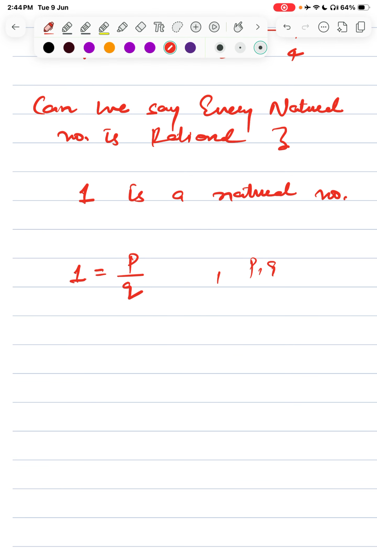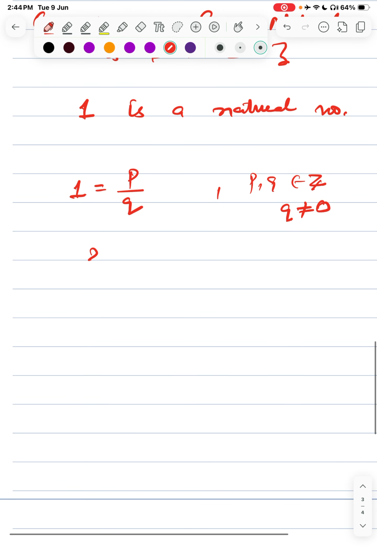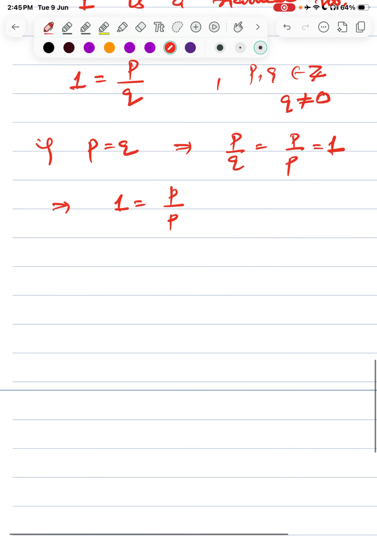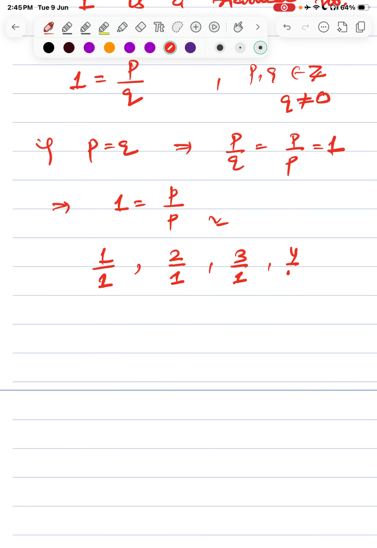And what are p and q? p and q belong to the integers and q is not equal to 0. If p and q are equal, then p/q = p/p, which equals 1. That is, you can write 1 as p/p. So that means it is possible. 1 can be written as 1/1, 2 can be written as 2/1, 3 can be written as 3/1, 4 can be written as 4/1.